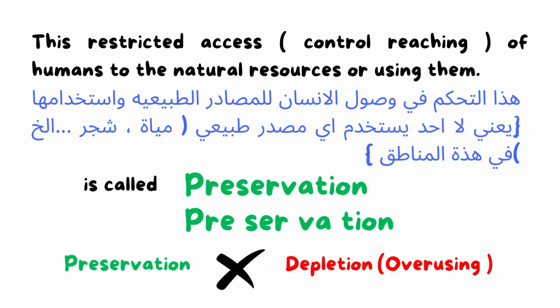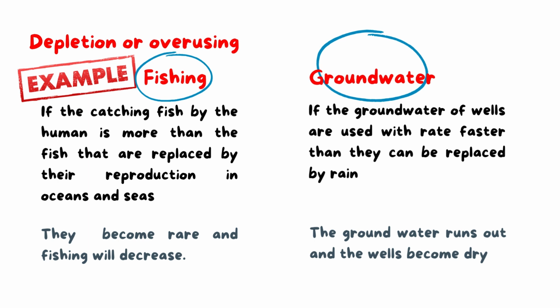Okay, the opposite of preservation, as preservation is to conserve, yes, to not allow people to use these natural resources. The opposite of this word is depletion. Depletion, and this means overusing, as we use these natural resources faster than they can be formed, okay, or replaced. As what, we have examples? Yes, we have examples. The depletion or overusing in fishing.